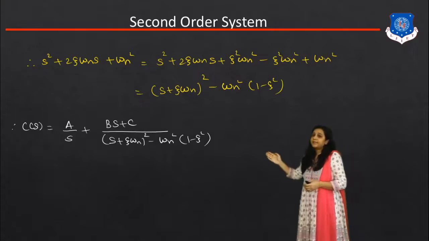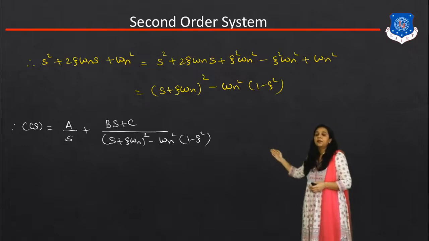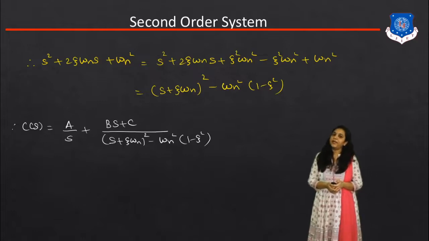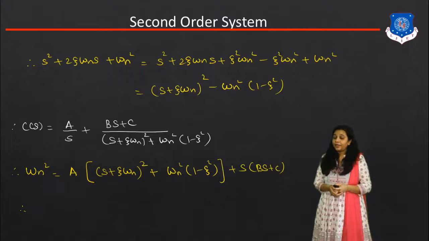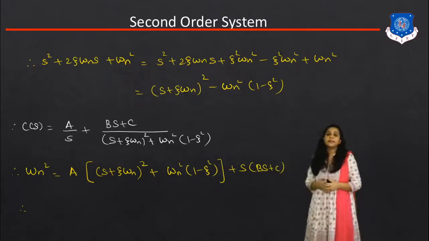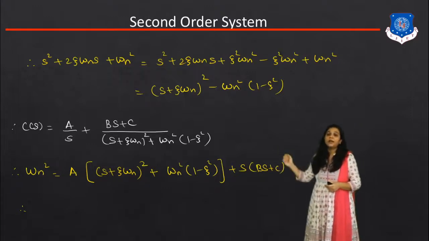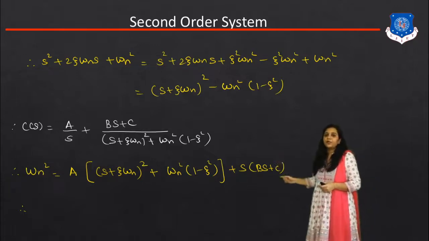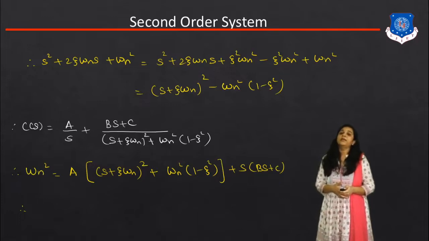Now we have to apply the partial fraction method for this equation. So C(s) is equal to A by s plus (Bs + C) upon (s + zeta omega n) whole square plus omega n square (1 minus zeta square). Now we have to find the values of A, B, C. So the equation will be omega n square equal to A times ((s + zeta omega n) whole square plus omega n square (1 minus zeta square)) plus s times (Bs + C).